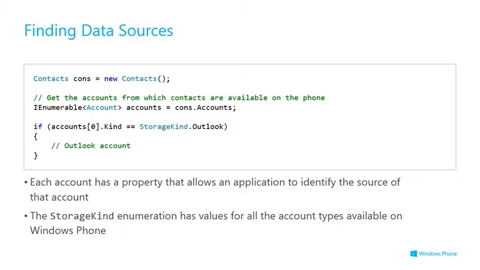No, indeed. So if you want to find the information sources that are configured on the phone, you just new up this Contacts object, and that has a property on it called Accounts, which gives you back an IEnumerable of Account. Each of those Account objects in that collection has a Kind property where you can find out what that information source was. So there's StorageKind.Outlook, StorageKind.WindowsLive, and various other ones. So you can figure out which ones are available on the phone as a first thing.